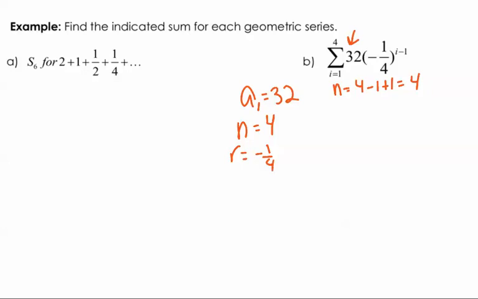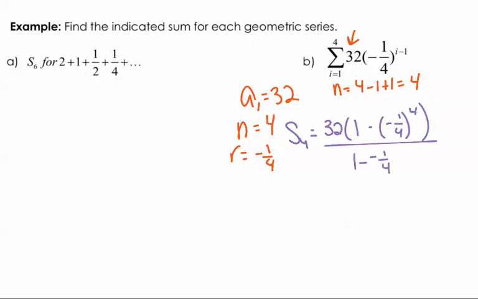I'm going to go ahead and plug this into my formula. So I'll have s sub 4 equals a1 times 1 minus my ratio of negative 1/4 to the 4th power, all over 1 minus negative 1/4. So a couple of things here. Put that negative 1/4 in parentheses because when we take the negative 1/4 to the 4th power right over here, you're going to want to realize that that negative to that even exponent is going to become positive. And then also down here, that minus a negative is going to become plus a positive.